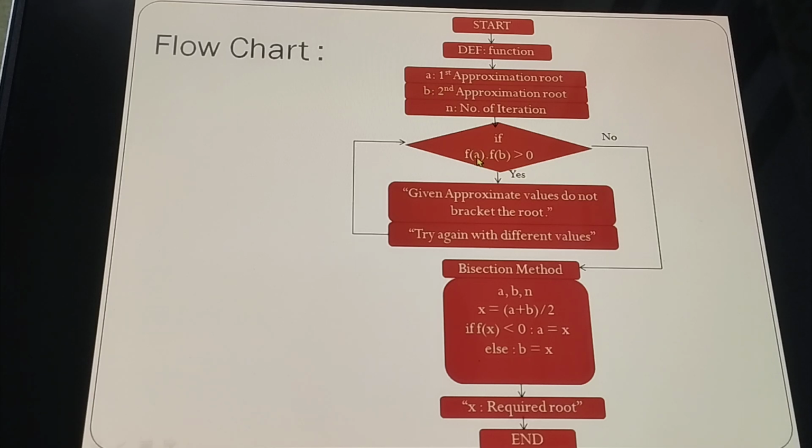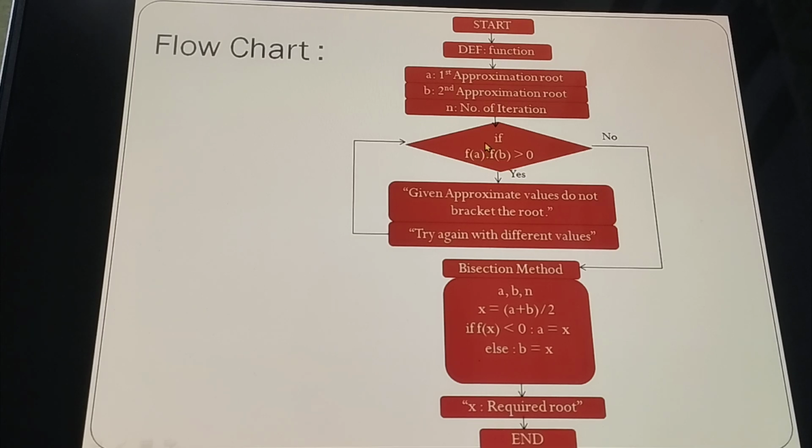So if f of a into f of b is greater than 0, what does that mean? That f of a and f of b are both positive. If both are positive, then it is not our required bracketing solution. If it is greater than 0, we cannot get the solution here. So if it is true, then the given approximate values do not bracket the root. Now try again with different values. Then again we will come back to this portion.